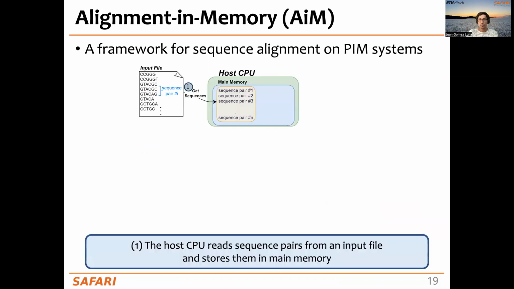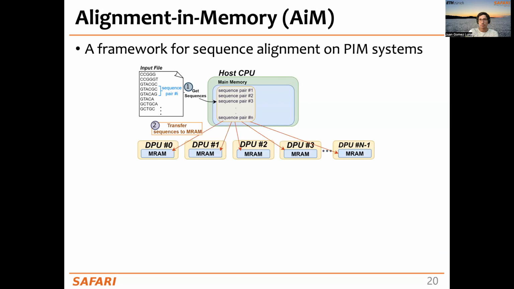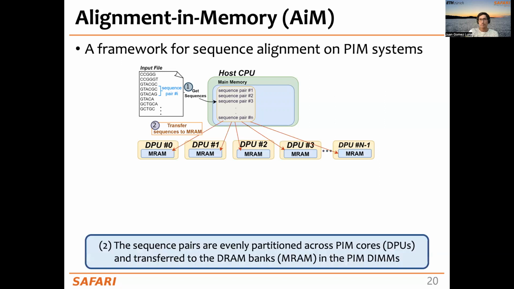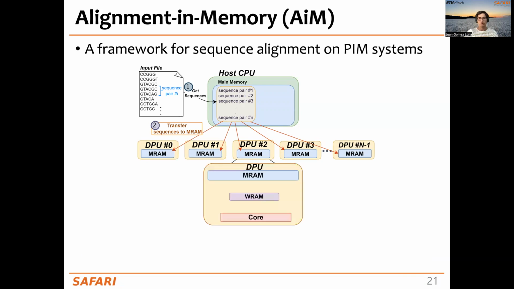For the very beginning, we have the host CPU that reads sequence pairs from an input file and stores them in main memory. In the next step, the CPU transfers the sequences from the main memory to the MRAM banks, the DRAM banks in the PIM DIMMs, nearby the PIM cores. Basically, the host CPU is going to partition the total amount of sequence pairs evenly, and each of the DPUs will receive more or less the same amount of sequence pairs.